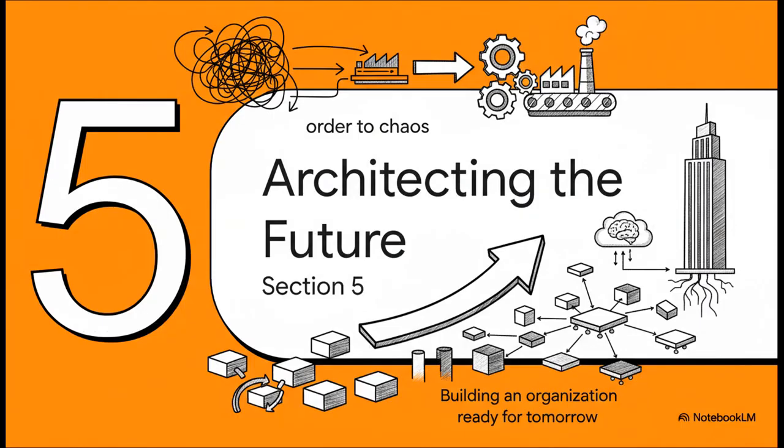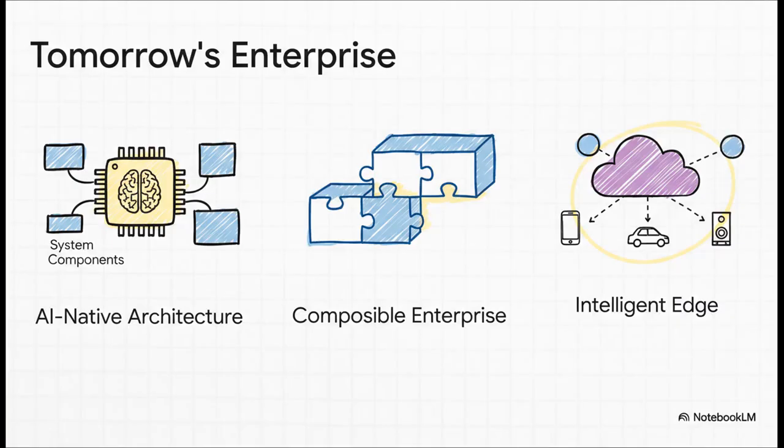So, we've brought order to the chaos. We've optimized our operations. But enterprise architecture isn't just about fixing today's problems. It's about building an organization that is truly ready for whatever comes next. And that future is evolving so fast. So what's on the horizon? We're seeing this huge shift toward AI-native architecture, where AI is baked into the very core of a system, not just tacked on as an afterthought. We're also seeing the rise of the composable enterprise, where businesses can basically build new services on the fly using modular, Lego-like components. And intelligent edge computing is changing the game by processing data closer to where it's created, giving us real-time insights like never before.